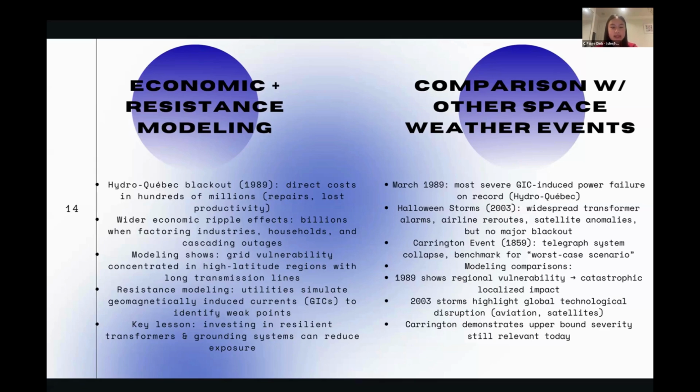So comparing across these events, the 1989 blackout shows how grid collapse can cascade quickly in a vulnerable region, while the 2003 Halloween storms revealed more global but less catastrophic effects. So airlines and satellites were stressed, but power grids mostly held. The Carrington event, which happened back in the 1800s, provides the ultimate reference point, showing that storms over a magnitude larger are physically possible and would dwarf both the 1989 and the 2003 events in scope. So together, these comparisons highlight why resilience investments today, like transformer hardening and improved grounding, are economically justified as preventive measures and economically viable.